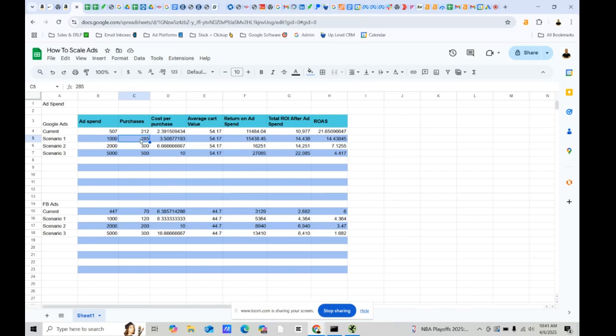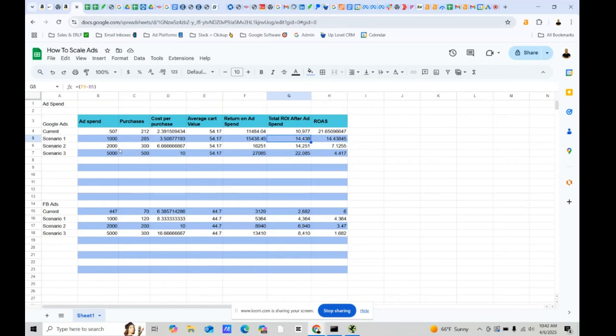And when we get 285 purchases, let's say the cost per purchase went up by almost $1. The average cart value, let's assume, stays the same. That will give us a return on ad spend of $15,000 approximately. And that would make our return $14,438 if we subtract out the extra $500 of ad spend, right? So once again, it drops our ROAS to 14 times instead of 21 times. But once again, we're making an extra $3,500 to $4,000.